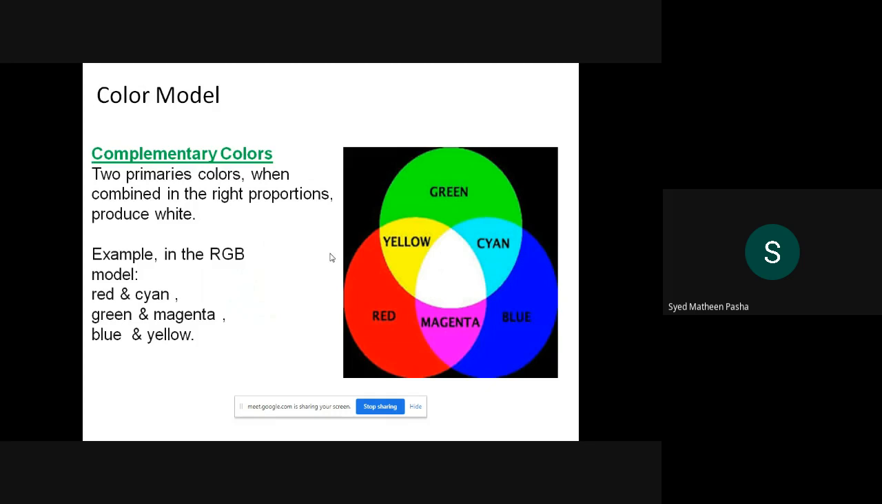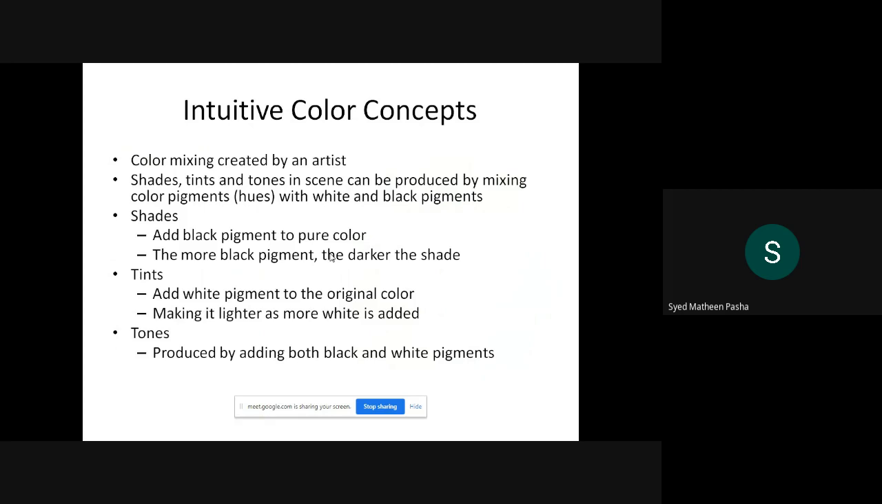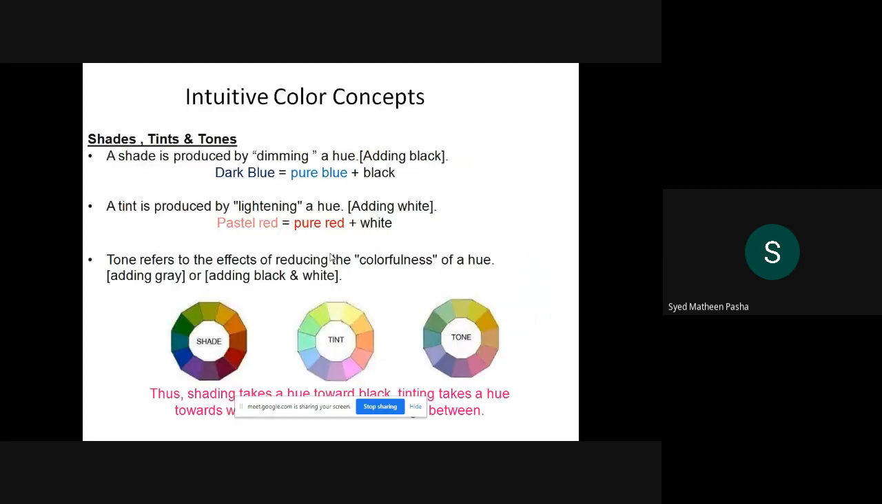Then we saw some complementary colors, which are nothing but a combination of two primary colors. To remember, complementary colors are nothing but a combination of colors in some proportions, where the production of these complementary colors might be white as well. Then we saw some concepts related to intuitive color concepts, and how shades, tints, as well as tones work. By which proportion and what combination of colors is mixed so that you get shades, tints, and tones with respect to each other. There is an example of shade, tint, and tone in the slide.